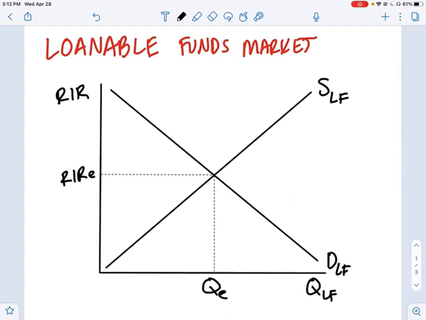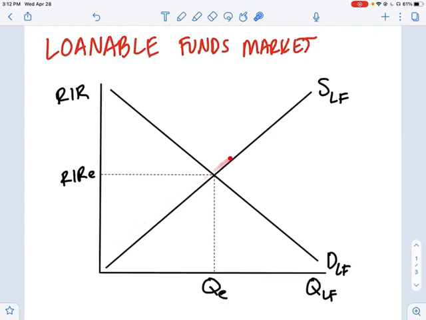So on your piece of paper right now, what I'd love for you to do is title it the Loanable Funds Market and draw just a basic supply and demand graph. We're going to label the graph real interest rates on the y-axis. Then on the x-axis, we're going to do quantity of loanable funds.